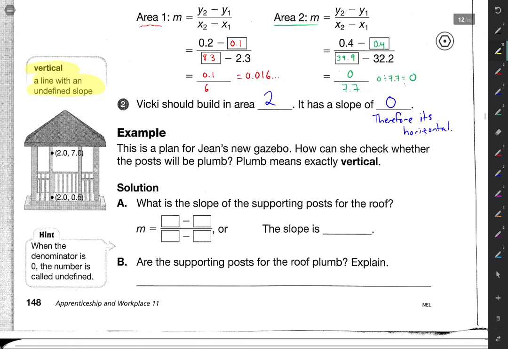So in this example, it says, this is a plan for Jean's new gazebo. How can she check whether the posts will be plumb? Plumb means exactly vertical. So we are seeing if the slope of that line that they give us in the diagram right here is undefined or not. So let's start off with our formula. Remember, the formula is y2 minus y1 over x2 minus x1.